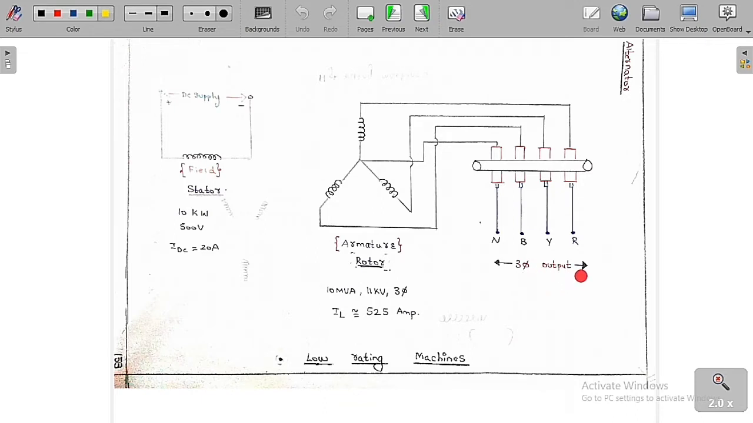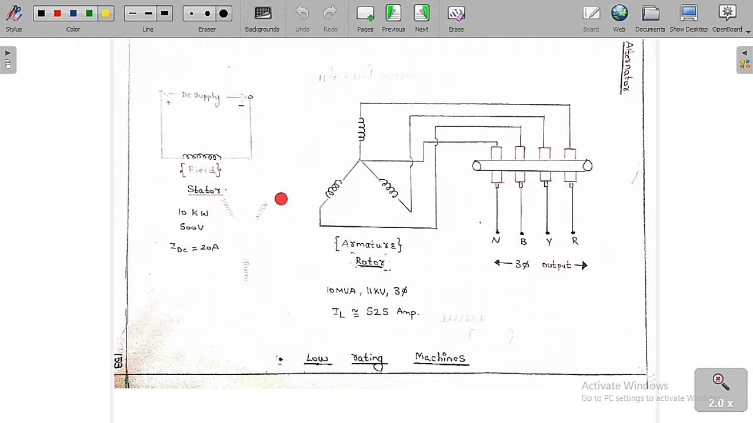So but if the rating increases, if you go for the higher rating, then collecting a huge amount of current from this rotating armature is a very hard case, or we can say it is a severe pain in the neck. So that is the reason we are going to interchange the field winding to rotor and the armature winding to stator for higher rating, because as the rotor is rotating, it is very hard to collect the current from a rotating armature. So it is a very severe pain in the neck. So we are going to interchange this process.